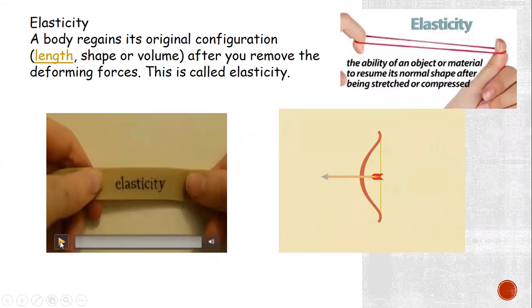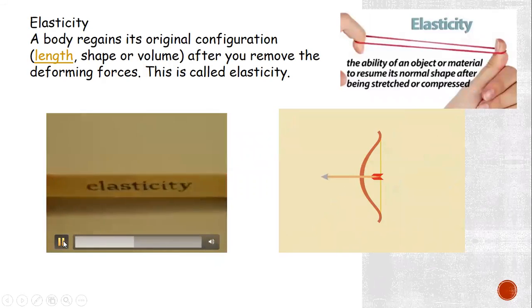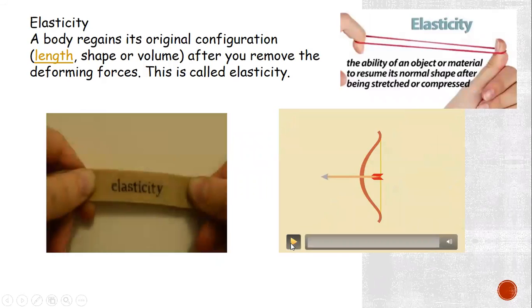Elasticity, you can see this. This is your daily life observation. The things, when a force is applied, there is a change in shape, and when the force is removed, it comes back to its original configuration. Now, the elasticity: the body regains its original configuration, meaning length, shape, or volume, after you remove the deforming force. This is called elasticity, or we can say the ability of an object or material to resume its normal shape after being stretched or compressed.